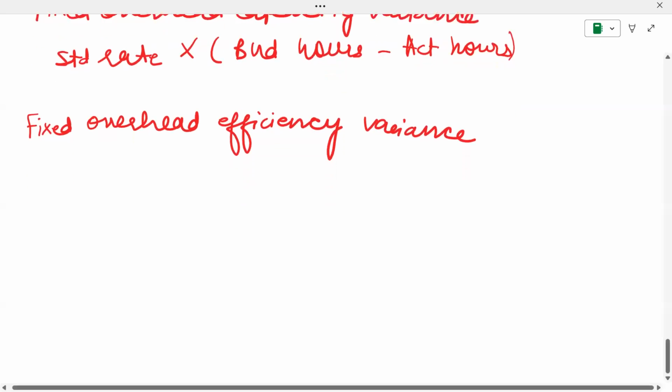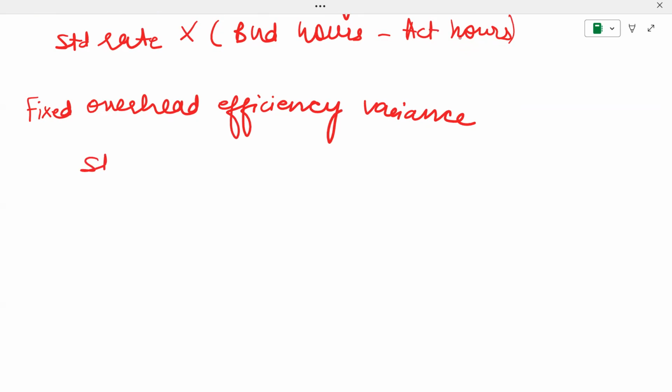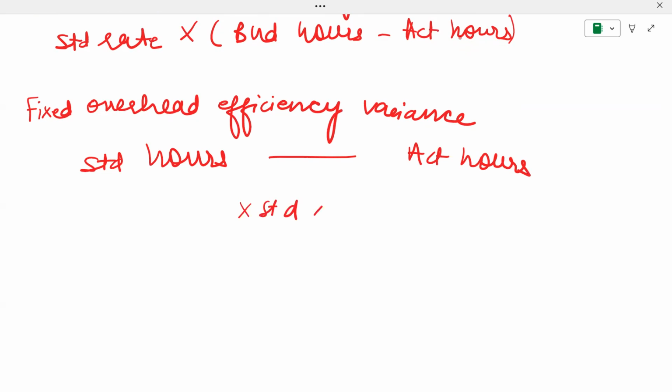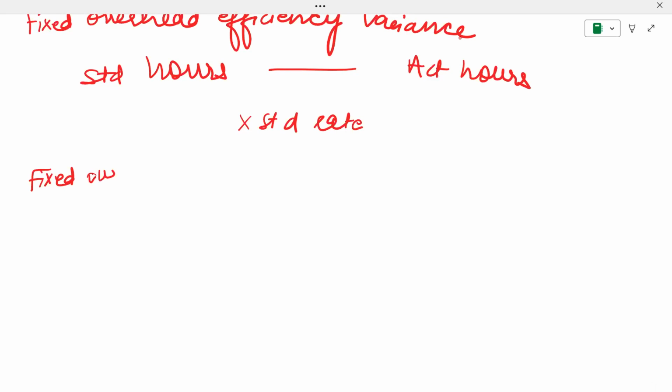So if I talk about the fixed overhead efficiency variance, it's nothing but how efficient we have been. So it's comparing the standard hours that we should have taken versus how much actually we have taken. It's a repetition of what we have done earlier also. And you multiply the difference between these two with your standard rate.